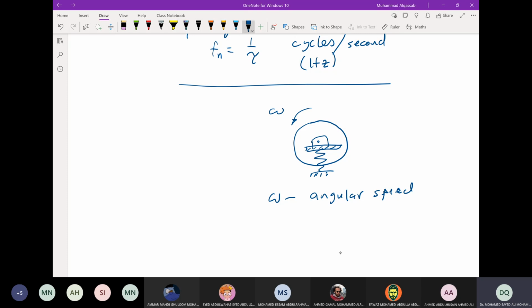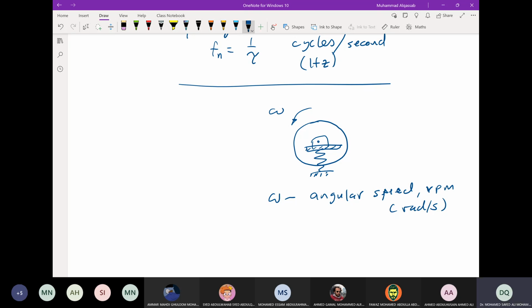Angular speed is also given in RPM, revolutions per minute, or given as radian per second. RPM means cycles per minute. You multiply this by 2 pi and divide by 60, and you get radian per second. If the disk is balanced, then there is no vibration.